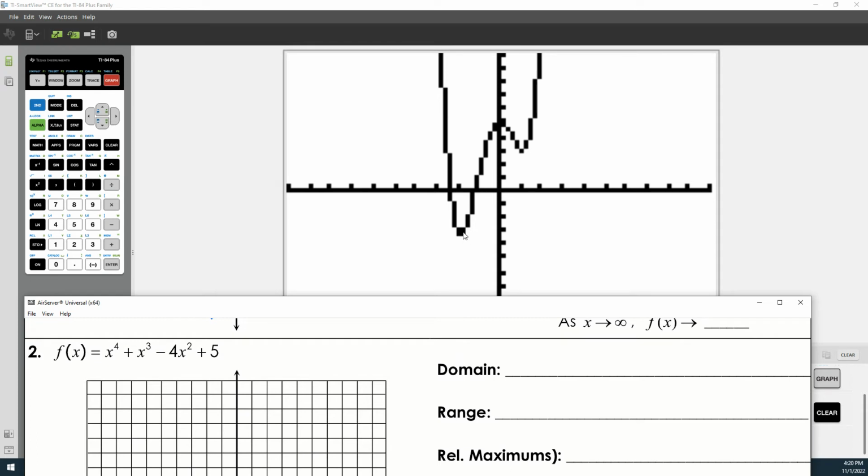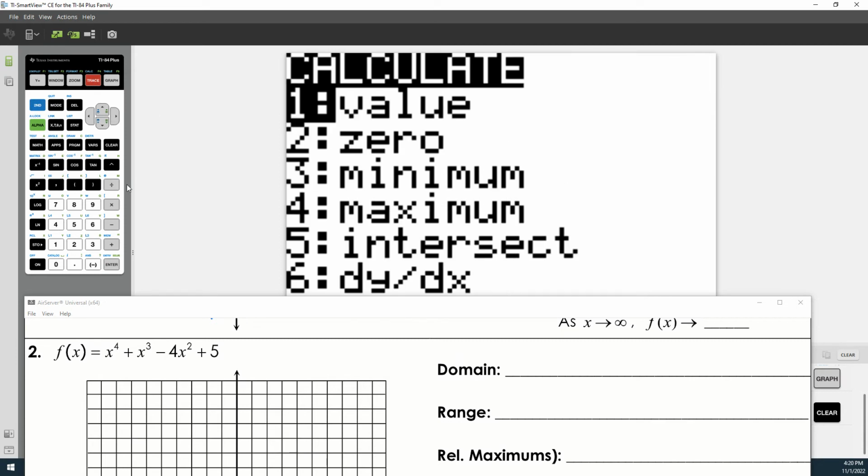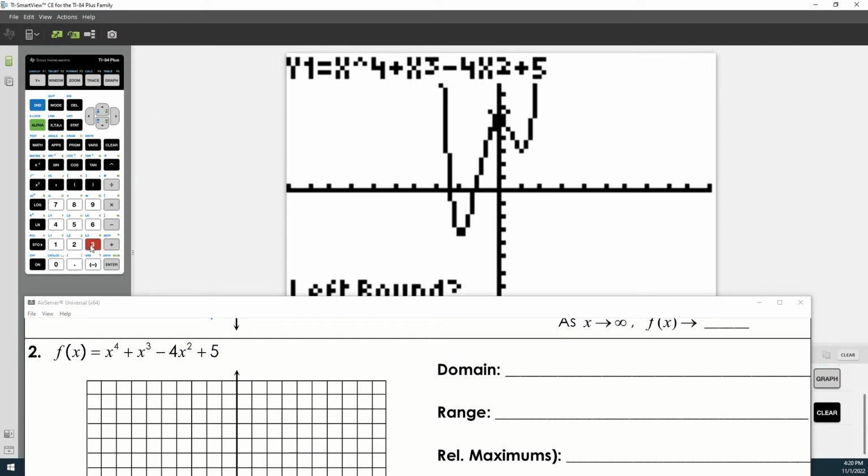Okay, so let's start on the left and figure out this minimum first. So second, trace, and then choose number 3. All right, so my flashing cursor is in the middle on the y-axis. I want to move it to the left side of this minimum. So I'm just going to keep hitting left until I'm on the left side of it. So I'm definitely on the left side. I'm going to hit enter.